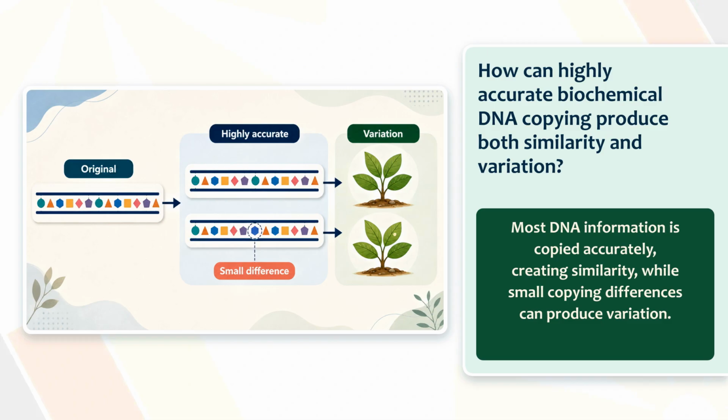How can highly accurate biochemical DNA copying produce both similarity and variation? The two visual clues work together. Most DNA information is copied accurately, creating similarity, while small copying differences can produce variation. The image shows many matches alongside one small difference. Next, we will examine what small variation usually does to the basic body plan.